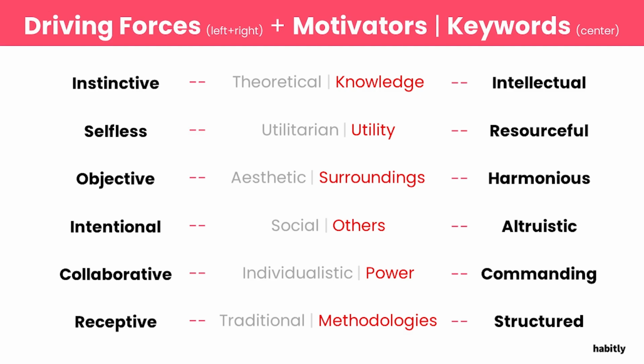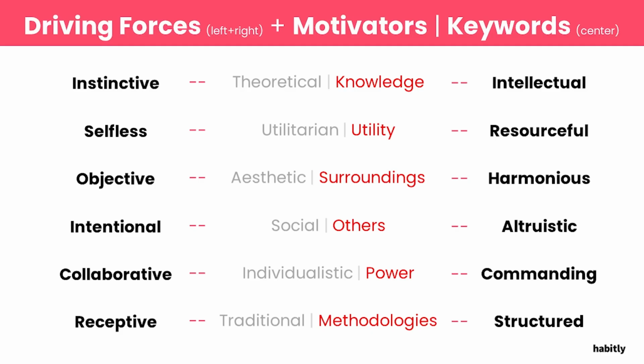So for instance, with theoretical, and you can see to the left, there's a keyword there, knowledge, and that is because theoretical is people like to learn, but they like to learn in different ways. I'm going to talk about that in a moment. Same thing with utilitarian. It's about utility, but I'm going to dive into it in a moment. There are these keywords. Aesthetic, the keyword is surroundings. Social, the keyword is others. Individualistic, the keyword is power. Traditional, the keyword is methodologies.